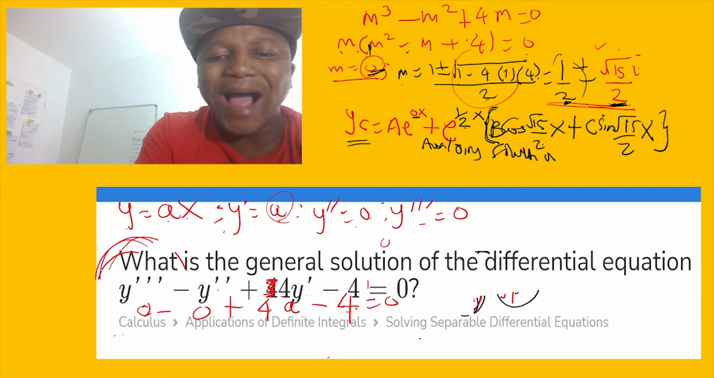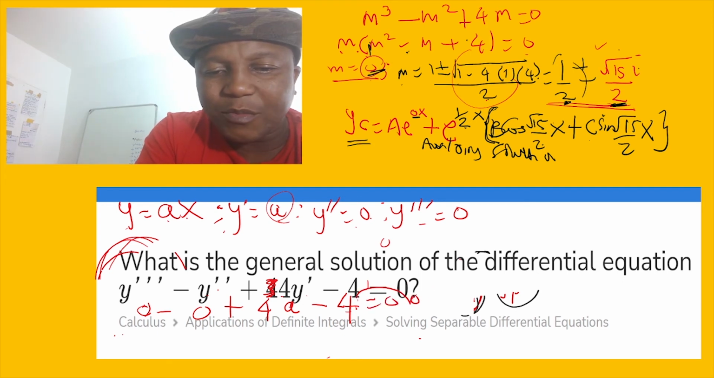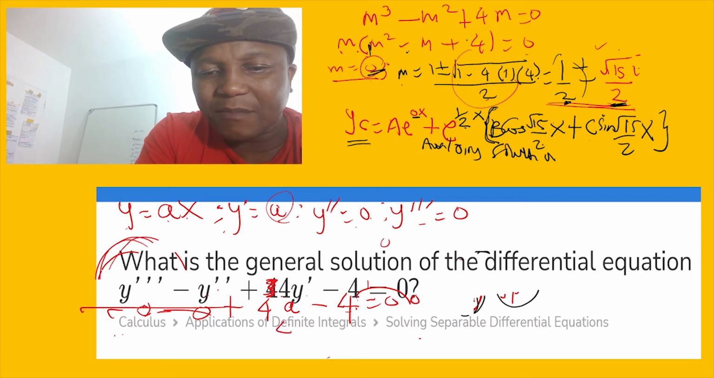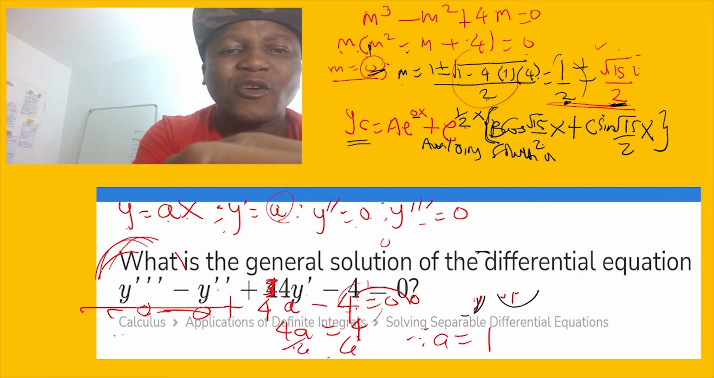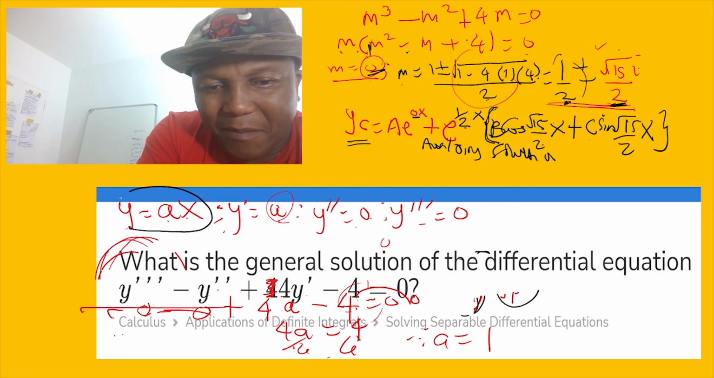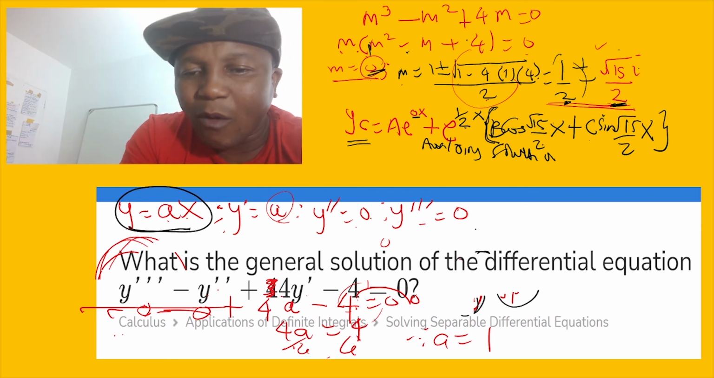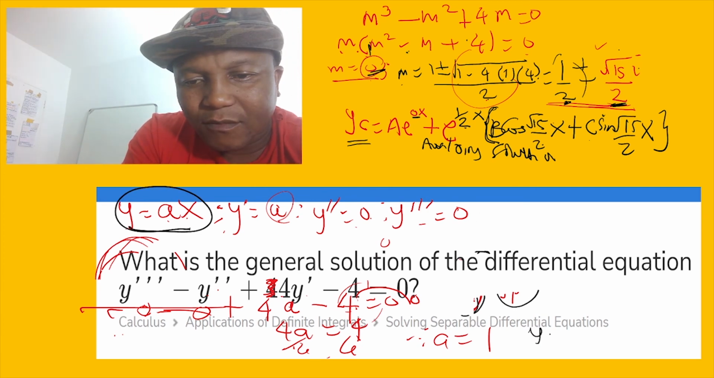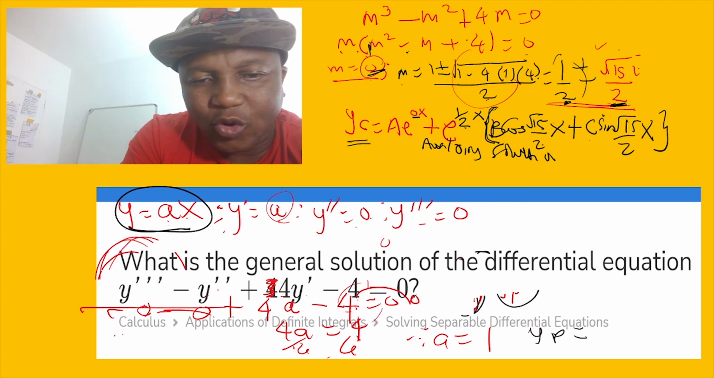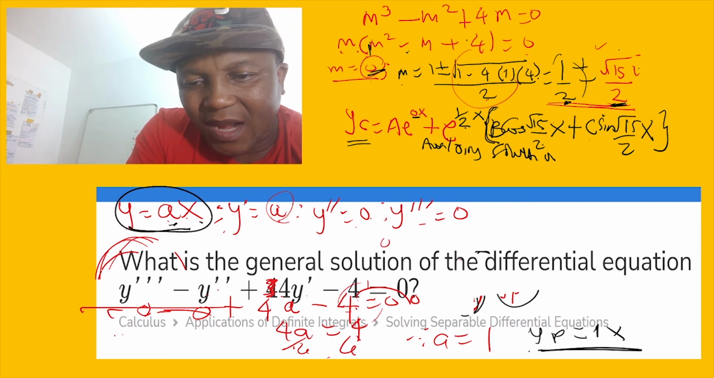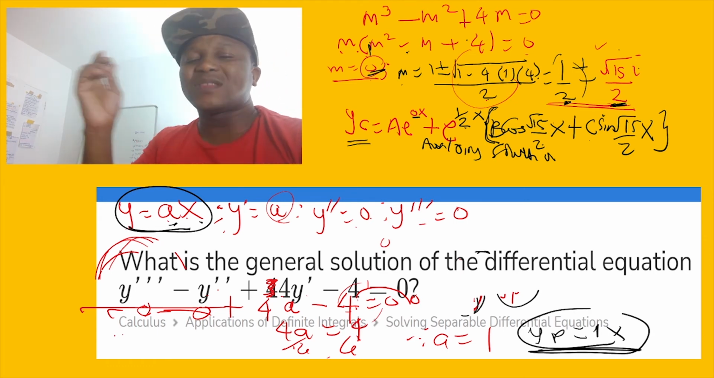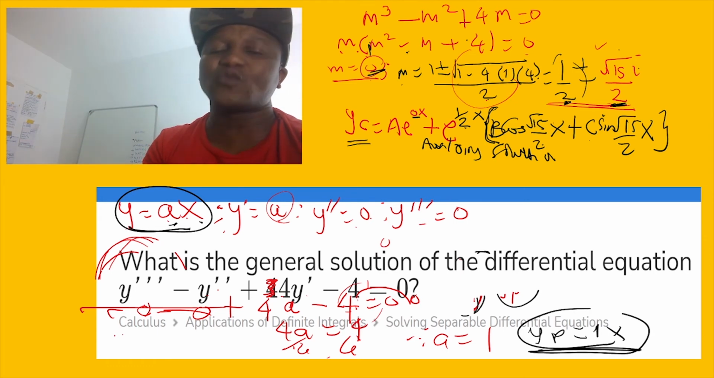So what happened here? This 4 is going to go over here, because the rest is going to be 0, we don't need them. So it's going to be 4A equal to positive 4. Divided by 4, divided by 4. So our A equals 1. So if A equals 1, I must substitute here and say our particular solution equals Ax, which is 1x. Oh, this is a particular solution? Yes. So that's going to lead us to get our final solution.